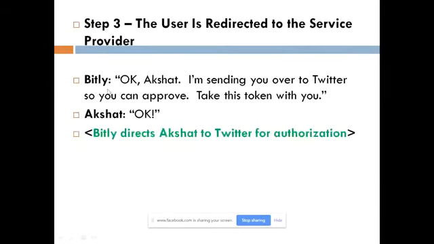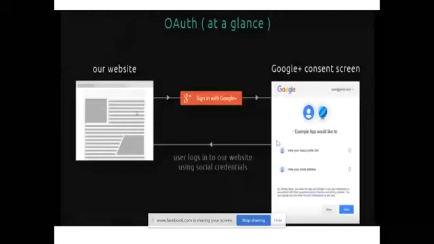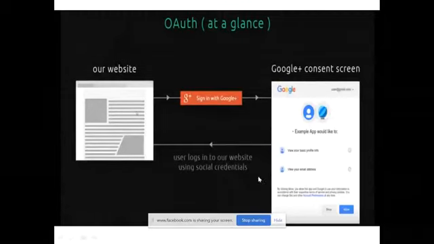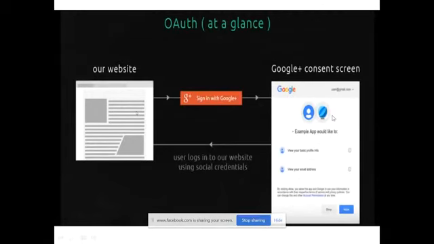Now bit.ly goes back to Akshat and says, I am sending you to Twitter with the request token that Twitter has given me. So bit.ly will direct Akshat to Twitter for authorization. This is what I showed you here, the screen that I showed, in this case of Google. Suppose this is bit.ly and this is Twitter. bit.ly is making this consent screen available to Akshat to either allow or deny and to authorize bit.ly to access his Twitter stream.